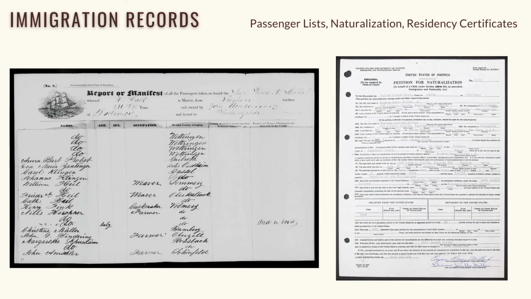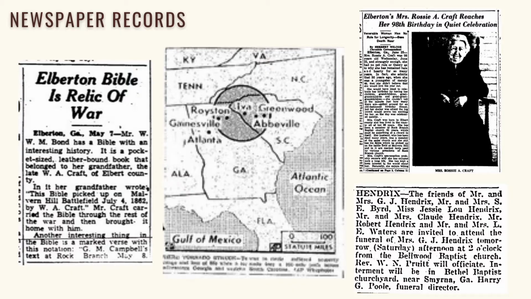Immigration records include passenger lists, naturalization, residency certificates, and more. These will vary greatly depending on the time period, but make sure to look both in the United States and the origin country.